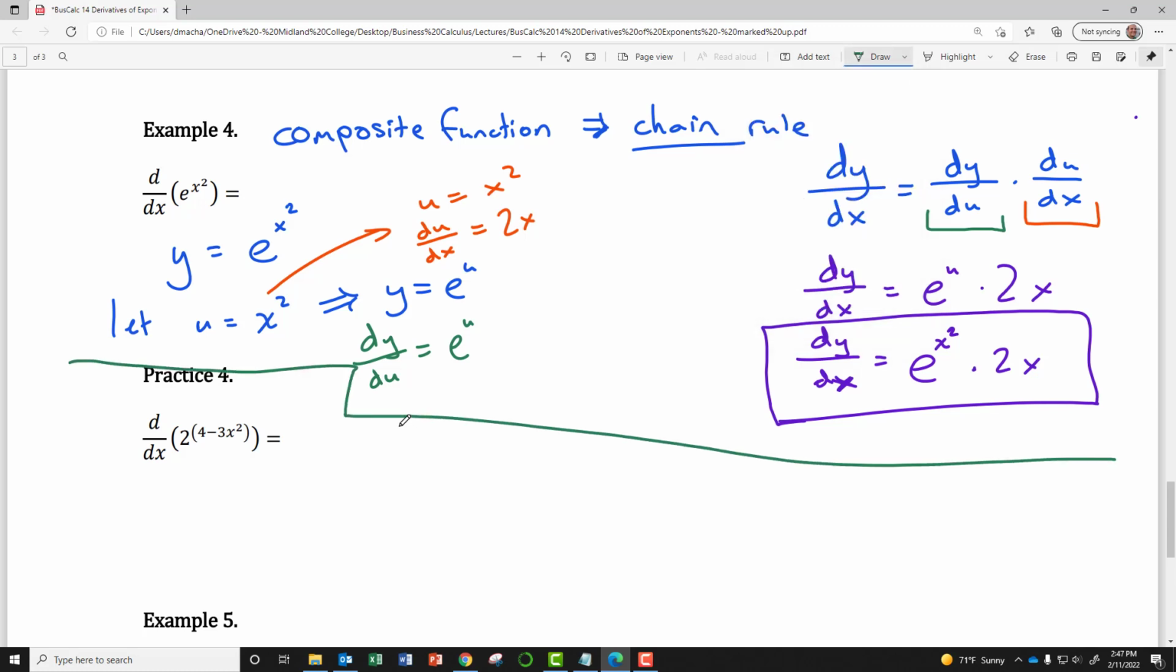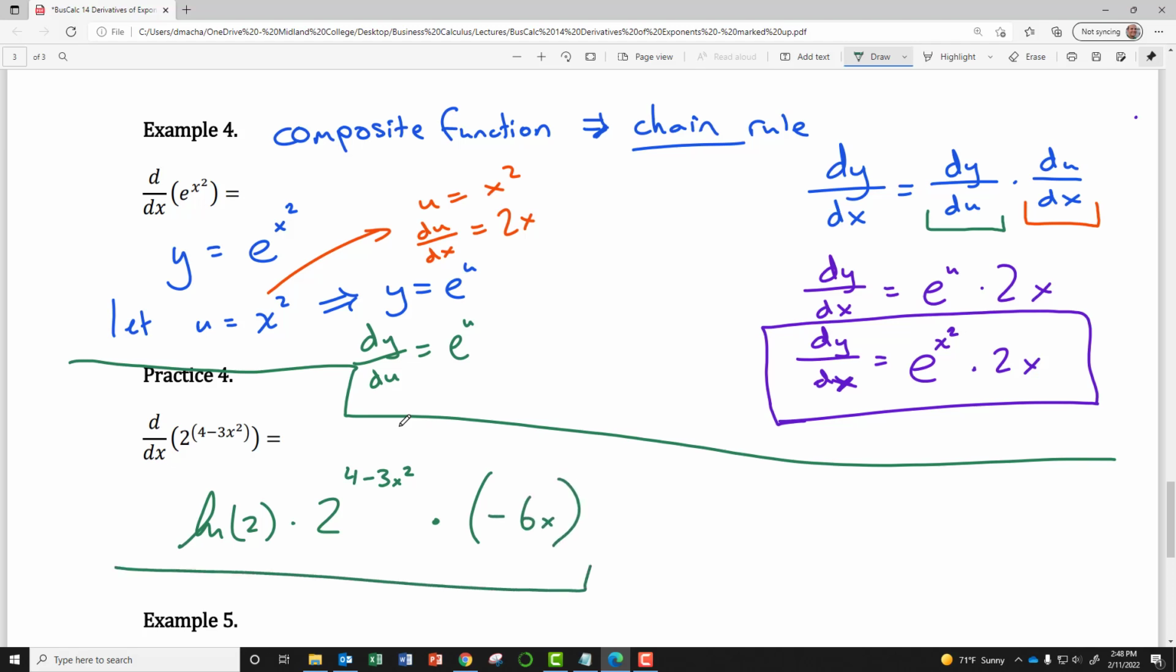In practice 4, this is a chain rule problem again. My outside function is 2 to the power x. Then my inside function is going to be 4 minus 3x squared. Taking the derivative of the outside function gives natural log of 2 times 2 to the power 4 minus 3x squared. And then after that, we multiply by the derivative of the inside function, which for us is negative 6x. So that right there is your solution for practice 4.